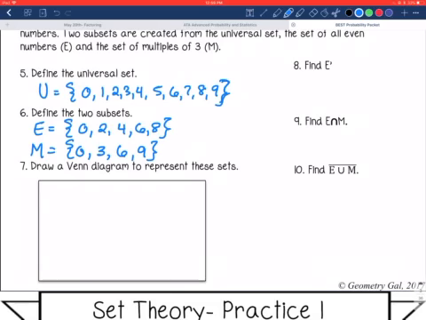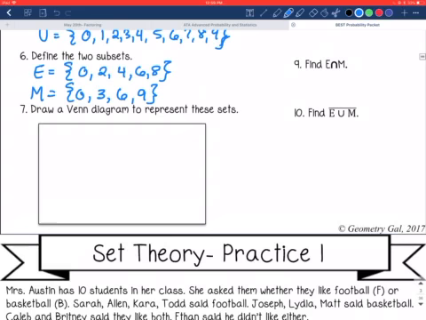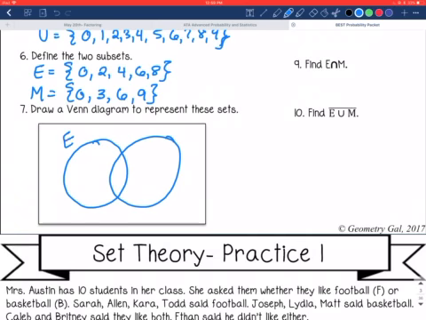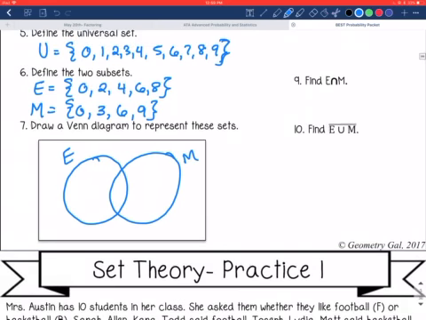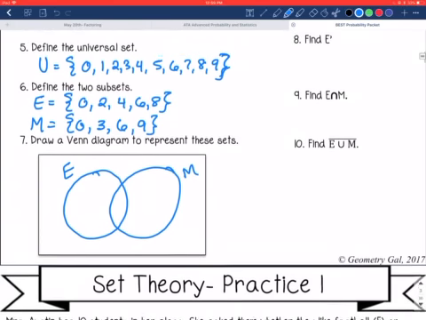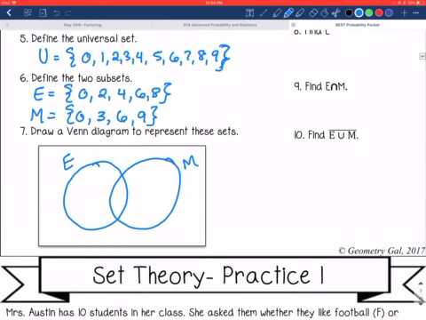Okay, so we will draw a Venn diagram to represent these sets. So we have here, let's call one even and call one the multiples of 3. The ones that are even and multiples of 3 would be the intersection, right? So that would be 0 and 6. And then the other multiples of 3 are 3 and 9. The other ones that are even are 2, 4, and 8.